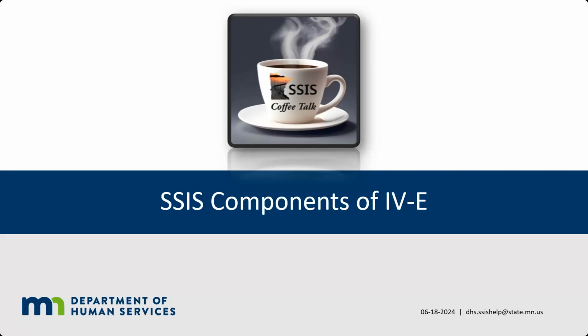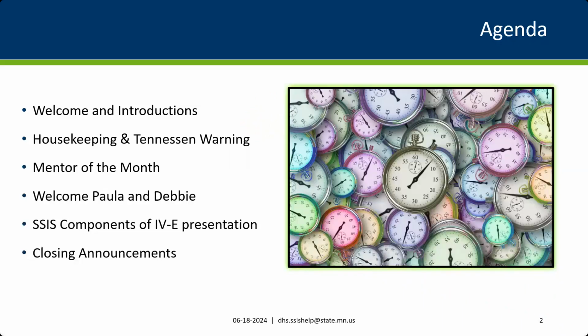We'll get started by going over the agenda this morning. We're going to have welcome and introductions. We'll have housekeeping and Tennyson warning. We'll give my favorite mentor of the month. We're going to welcome our guest speakers, Paula and Debbie. And then we'll get into the presentation for Components of 4E. And then, of course, we'll have some closing announcements. So let's go ahead and get started.